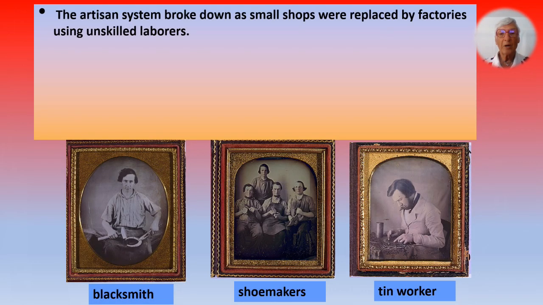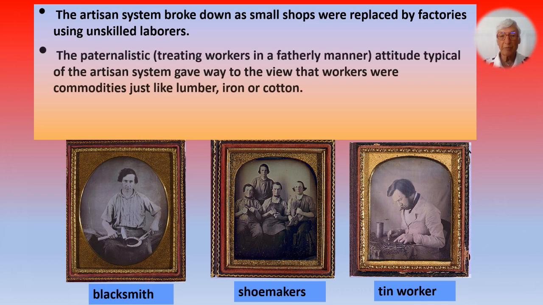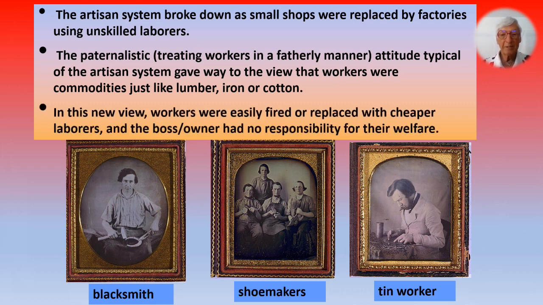The artisan system broke down as small shops were replaced by factories using unskilled laborers. The paternalistic attitude typical of the artisan system, in other words, treating workers in a fatherly manner, gave way to the view that workers were commodities, just like lumber, iron, or cotton. In this view, workers were easily fired or replaced with cheaper laborers, and the boss or owner had no responsibility for their welfare. It was an immoral system in that sense. And there were a lot of artisans who were blacksmiths and shoemakers and tin workers who were displaced.